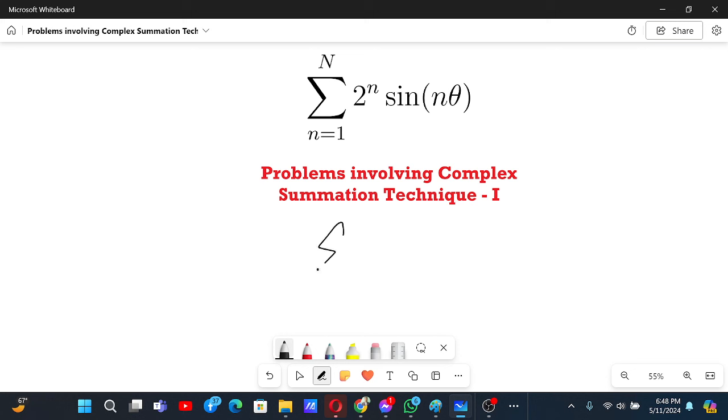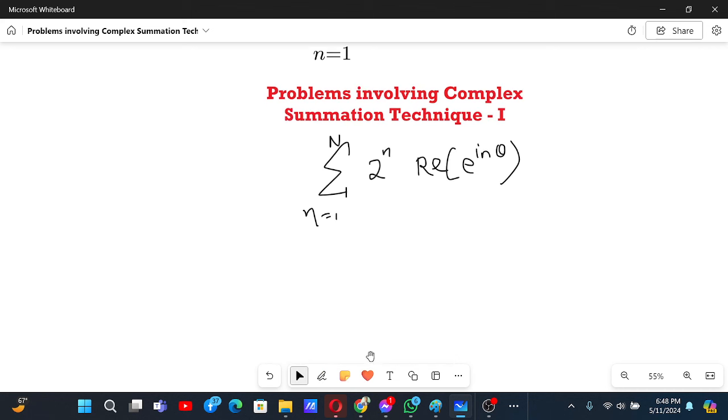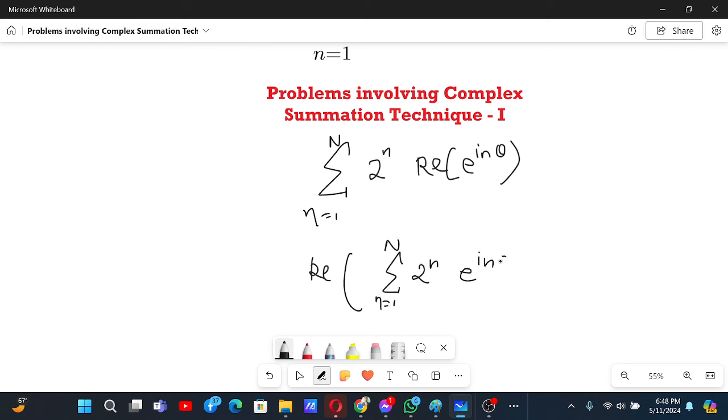So over here also, the sum from n equals 1 to N of 2 to the power n cos n theta, and we know that cos n theta is just the real part of e to the power i n theta. Now in the real part, even if we multiply the number by a real number, the real part will be the same, so we can take this inside. Again, real part is linear, so we can take it outside the sum as well. So we can take the real part outside the sum, and sum from n equals 1 to N of 2 to the power n e to the power i n theta.